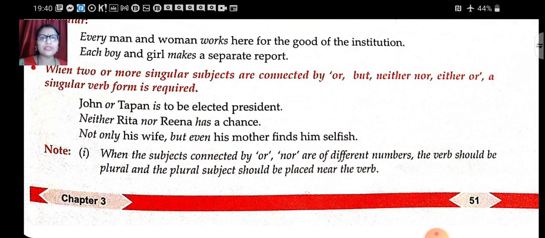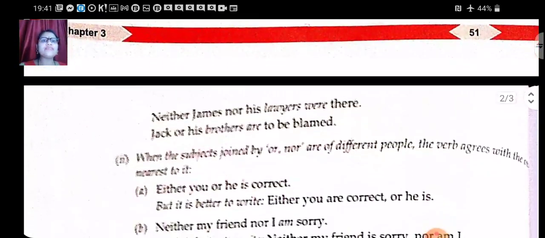They have given you a small note over there. When the subjects connected by or, nor are of different numbers, the verb should be plural and the plural subject should be placed near the verb. Most of the time it is necessary that you always keep your plural subject near to your verb. Let's move forward to your next page.